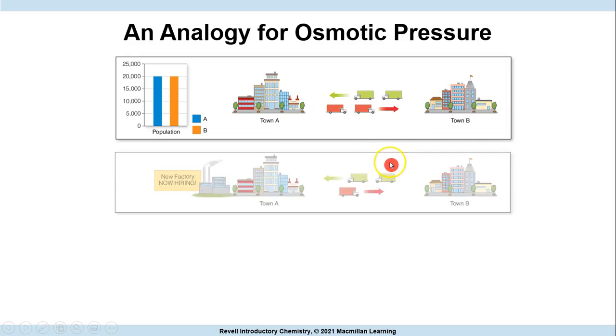Now, in the second scenario, let's say town A launches a new factory and they're hiring people. Now, you will see that there will be a net movement of people from town B to town A because there is more employment in town A, and there will be fewer people moving from A to B. So that is the analogy to the osmotic pressure.